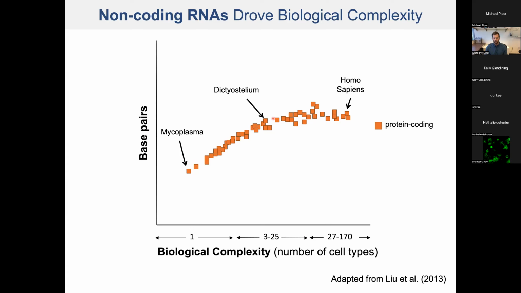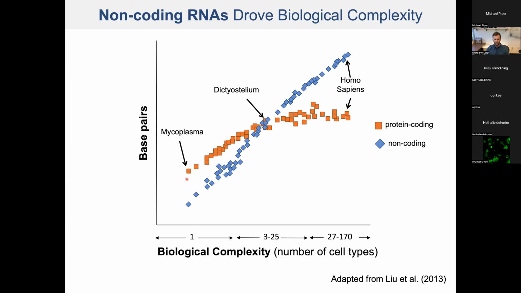From the dawn of multicellularity with this amoeba here all the way to humans, it doesn't really seem to be an increase in the number of protein coding genes. And so where is the genetic information that we need to achieve this massive increase in complexity? And the answer is, well, probably here.